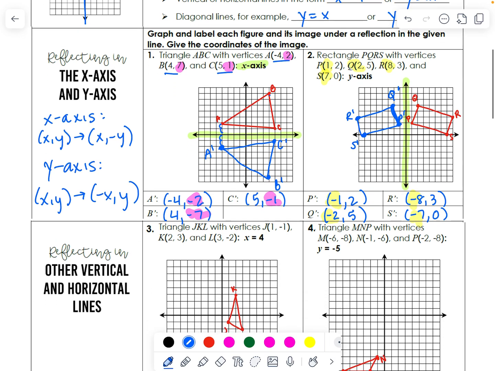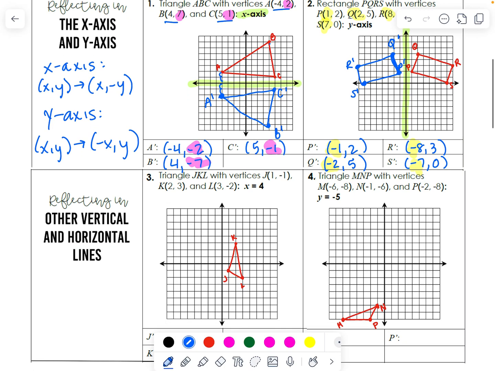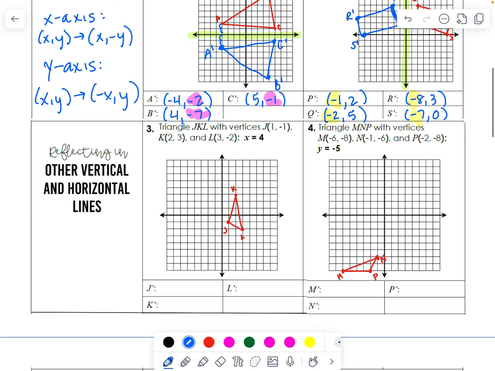That's fairly easy. For the next ones, it's just, again, being prepared where we're going to be asked to reflect over different types of lines. Here, I'm asked to reflect over x equals 4. I know x equals 4 is a vertical line, so 1, 2, 3, 4. It's right here. So I'm going to reflect over that line. That's x equals 4. And there's no special rules here.